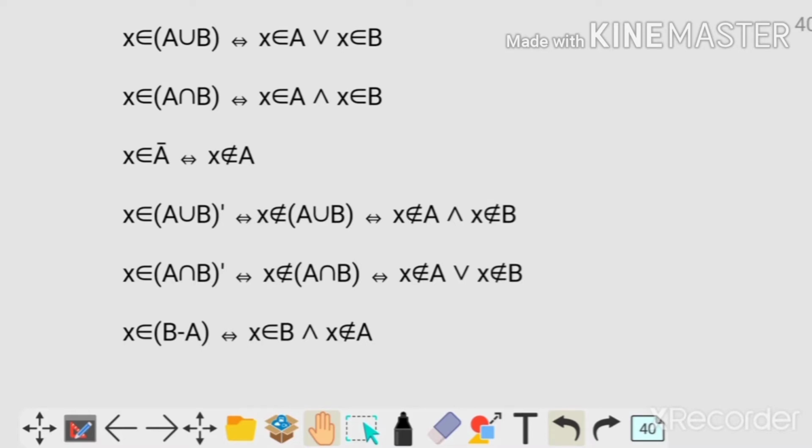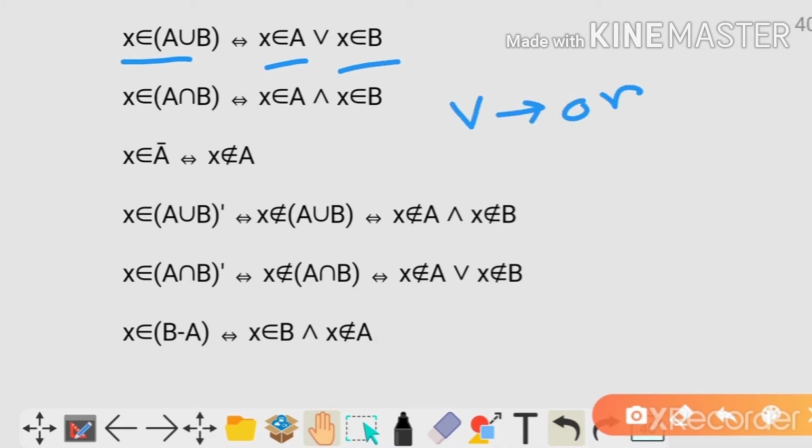Now we are going to talk about some statements and their explanation. So the first statement is X belongs to A union B. So it implies that X belongs to A or X belongs to B. This sign implies or, okay, and this one implies and.